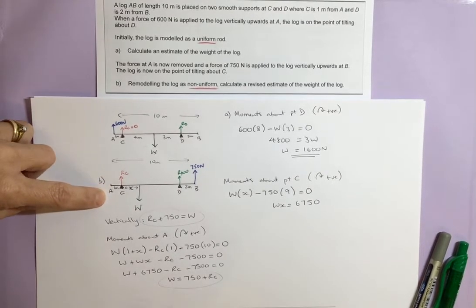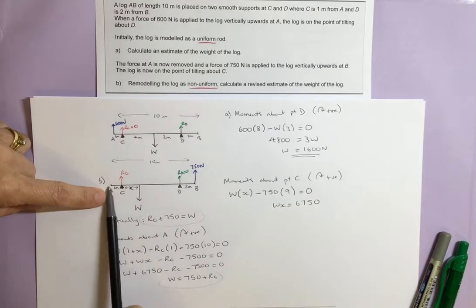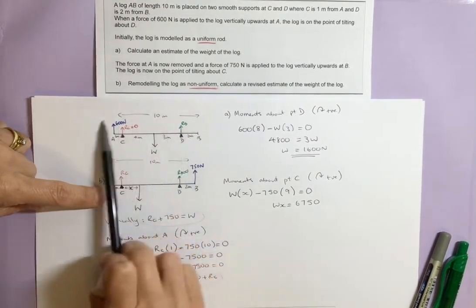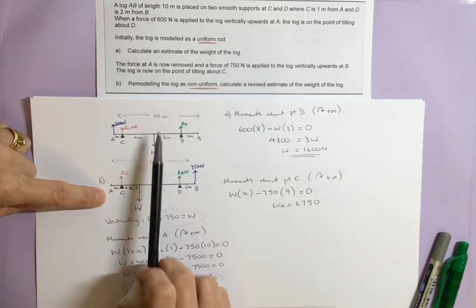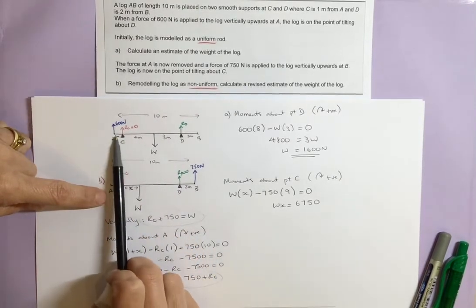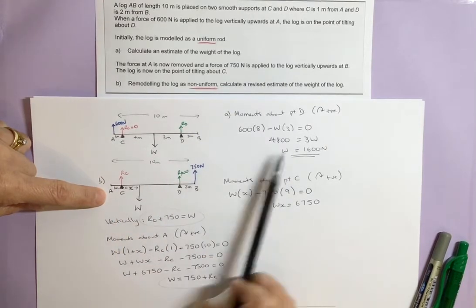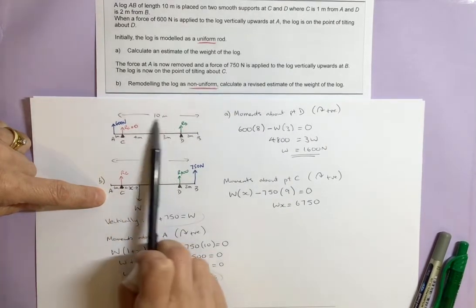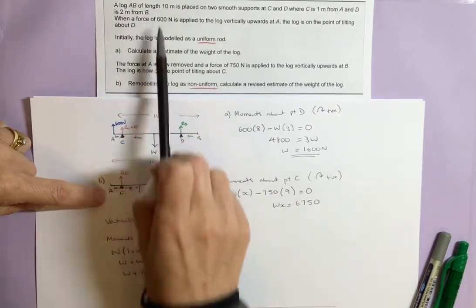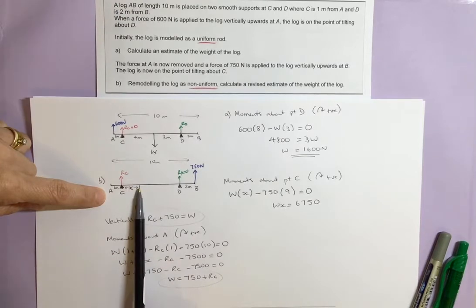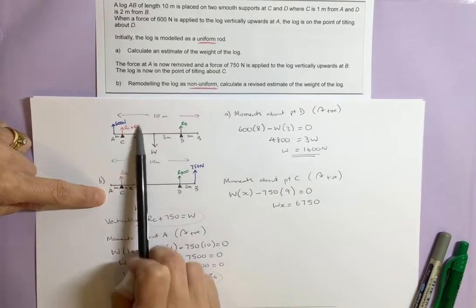Well, basically what we've got to remind ourselves about is that this is the same log as this was in question 1. For this situation, we haven't changed the log, we've just changed our assumption. So actually, I need to redo this one, because this is not true anymore if I'm taking it as non-uniform. So I need to redo this situation, but with W acting not at the centre. Okay, so acting somewhere else.